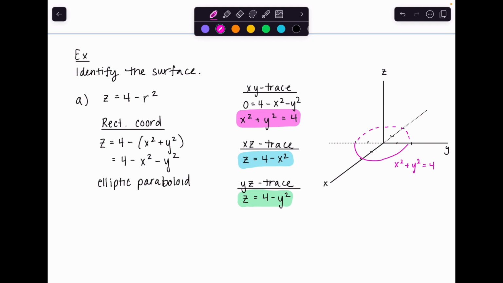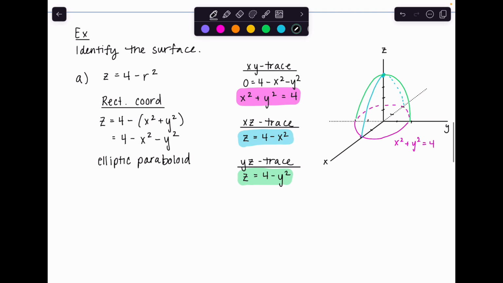Then if I do my xz trace, that is a parabola, and that 4 tells us the largest value for z. If you plug in x equals 0, it goes through z equals 4, and then it's a parabola opening down. So it comes to here, and then we've got the back half, which we'll do as a dotted line. Okay. And then we've got the same in the yz plane. It goes through 4 at the top and then comes downward. So that is our elliptic paraboloid.